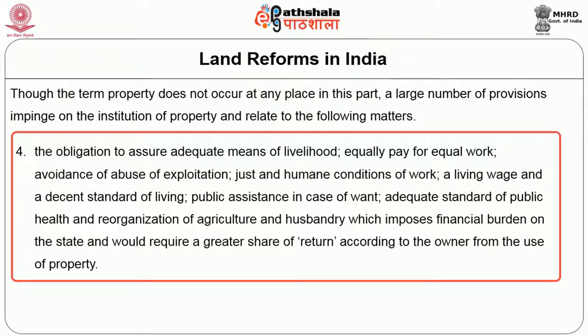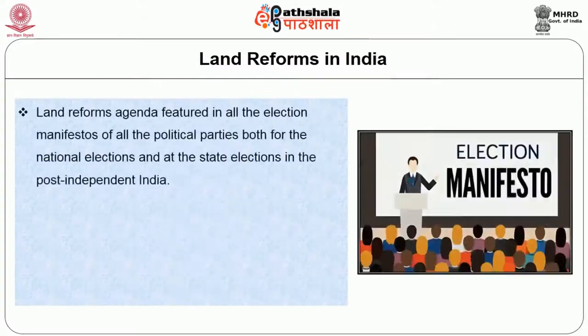equal pay for equal work, avoidance of abuse and exploitation, just and humane conditions of work, a living wage and a decent standard of living, public assistance in case of want, adequate standard of public health, and reorganization of agriculture and husbandry, which poses a financial burden on the state and would require a greater share of return according to the owner from the use of property. The land reforms agenda featured in the election manifestos of all political parties, both for national elections and at the state elections in post-independent India.